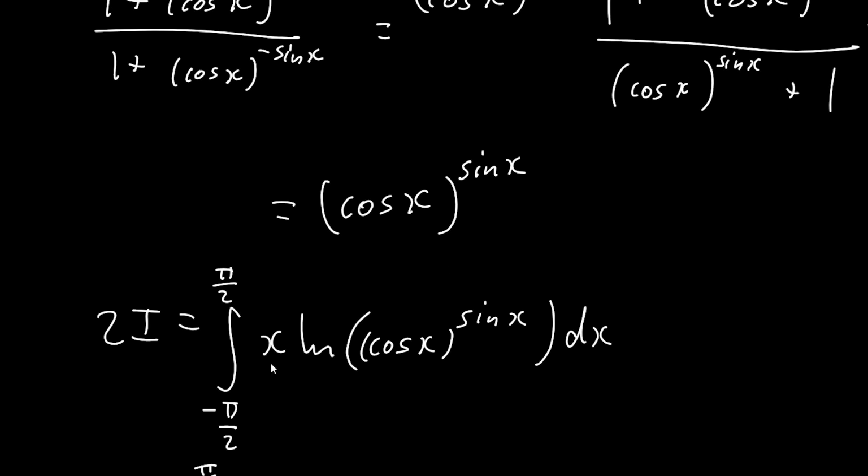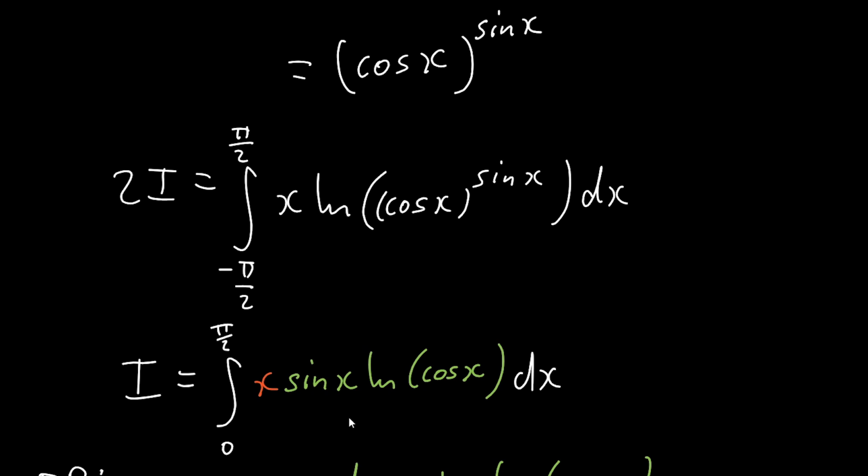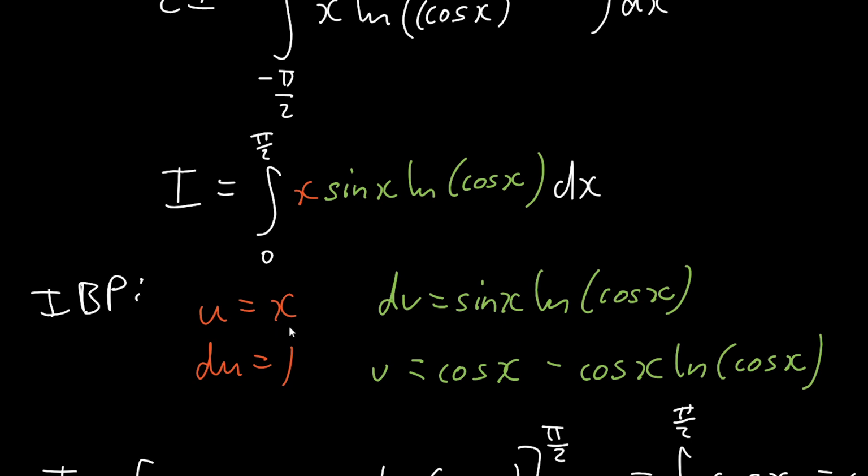2I equals x ln cos x to the power of sine x. Now, we can take that sine x out of the log using that log law. So you end up with x sine x times ln cos x. Here, we're going to use integration by parts. We say u equals x, du equals 1, dv equals sine x ln cos x, and v equals, a bit of a jump, but cos x minus cos x ln cos x.